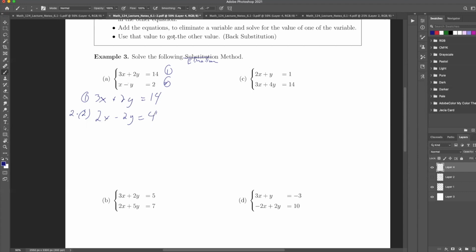Why I use 2? Sure. Here, when I add this up, I want something to disappear. Since I have a 2y here and a negative y here, I think the easiest thing for me to do would be to multiply by 2. And if I multiply by 2, I get 2x minus 2y equals 4. And so when I add them up, I'll get 5x here, I'll get 0y here by design, and then I'll get 18. Oh, it looks like you're multiplying by, it's 2 times equation 2. That's what it is. Okay.